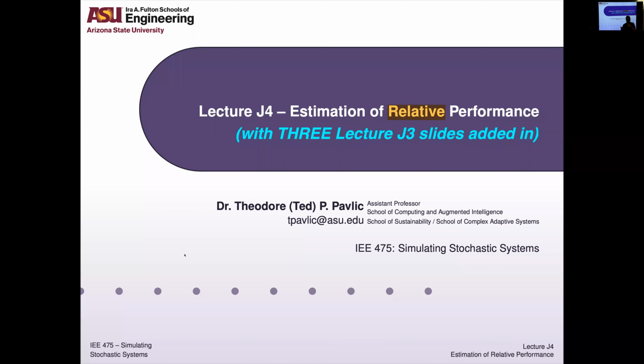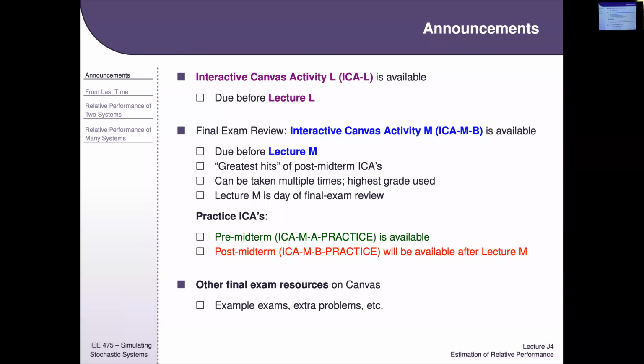A lot of times relative measures are easier to estimate than absolute measures, because absolute measures have to be matched to reality, whereas with relative measures, two simulations might differ, and one's better than the other. That difference might match the real world, even if the absolute measures don't. And so we'll talk more about that.